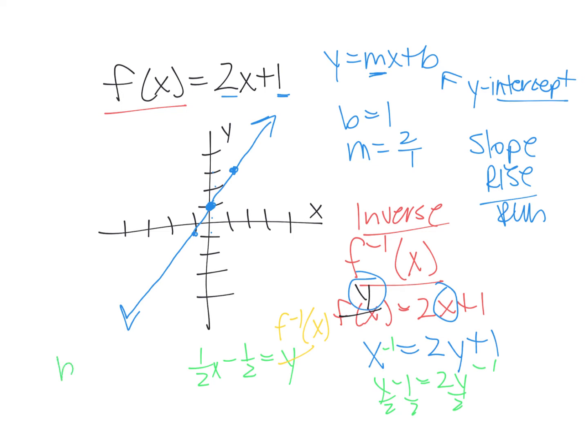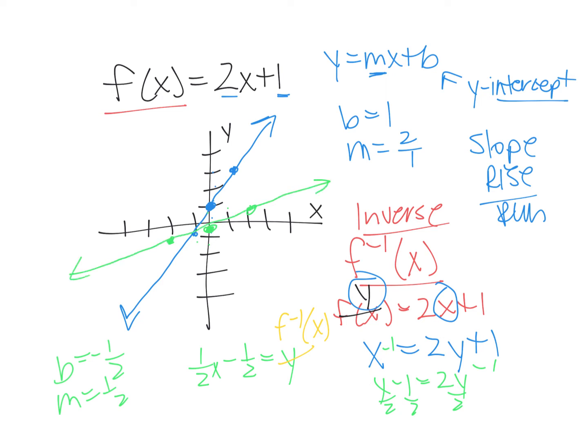So let's graph this. So we have b equals -1/2. So it's down here between 0 and -1. And then my slope is 1/2. So I'm going to go up 1, so halfway between, and then over 2. And then I'm going to go down and over 2. And we're going to graph this here.